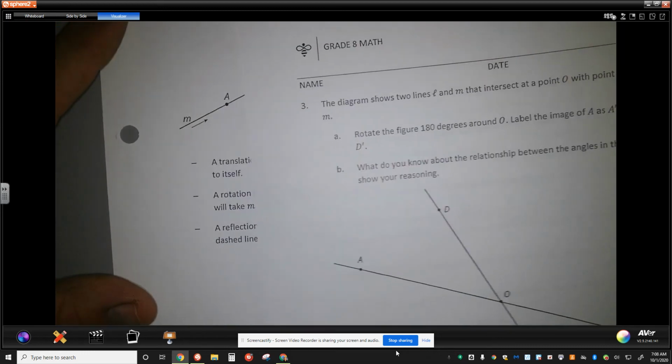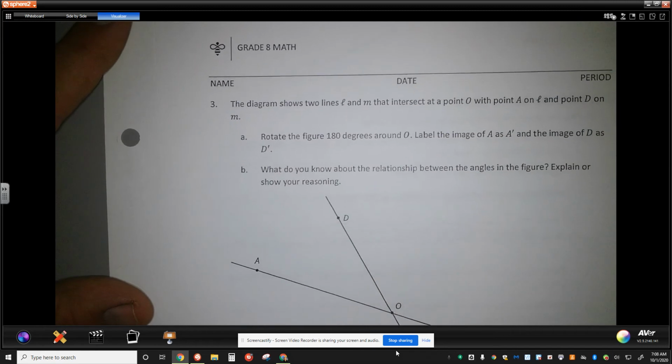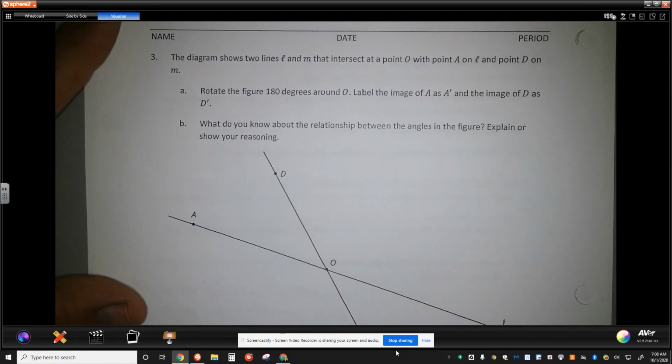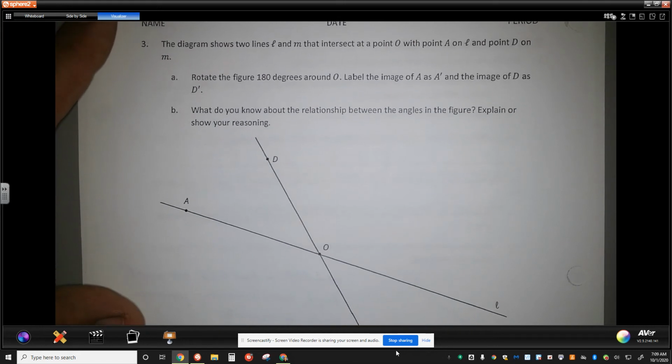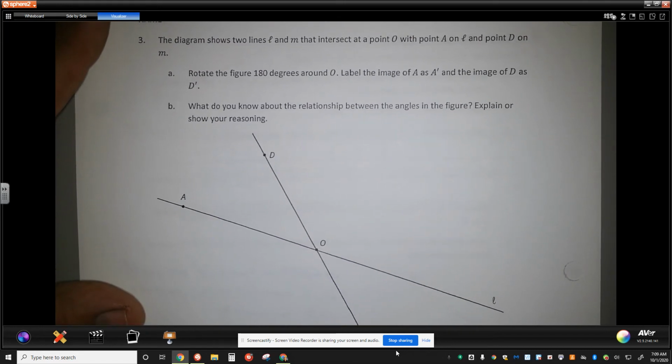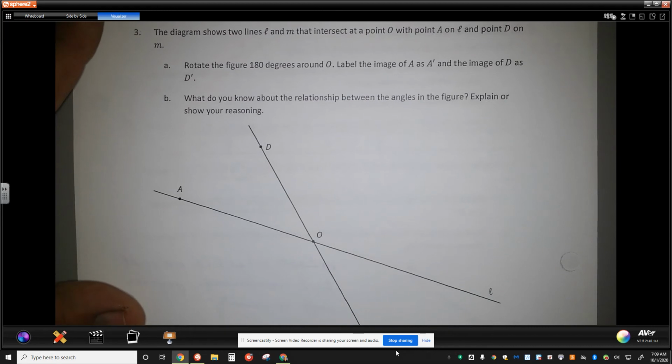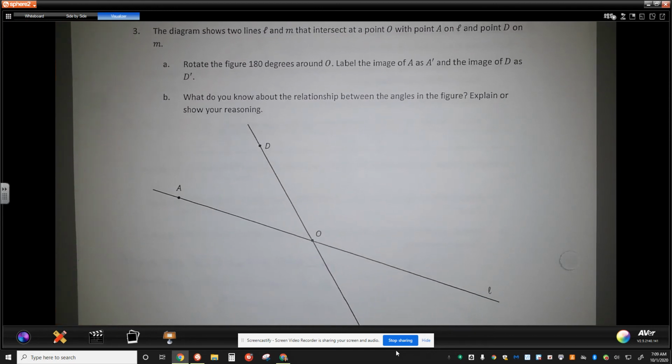All right, one more before we go to our summary. The diagram shows two lines, L and M, that intersect at point O, with point A on line L and point D on line M. Rotate the figure 180 degrees around O. Label the image of A as A prime and the image of D as D prime. Show what you know about the relationship between the angles in the figure. Explain or show your reasoning.